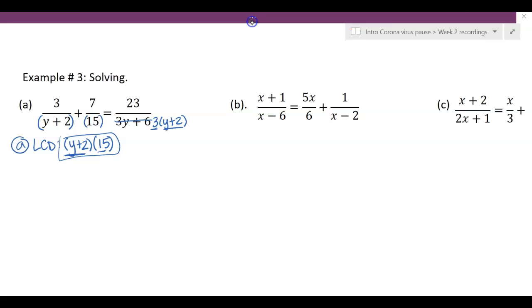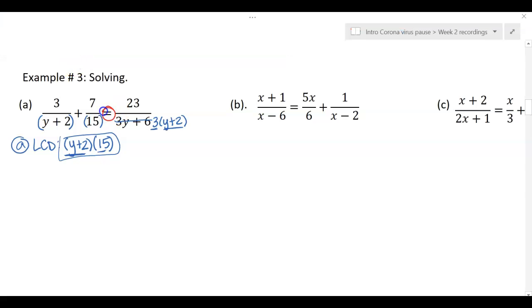And so remember how we said we're planning on using that LCD because this is an equation. So this is the key. You can't just cancel things out from both sides or do whatever you want unless you actually have two sides of an equation to use those properties of equality. Since this is an equation, I can choose to multiply the entire left side by a factor of 15 and a factor of y plus 2, as long as I also multiply the right side by a factor of 15 and a factor of y plus 2. When I do that on the left side, what I'm really saying is that I'm going to distribute this 15 times y plus 2 to the first fraction and to the second fraction.